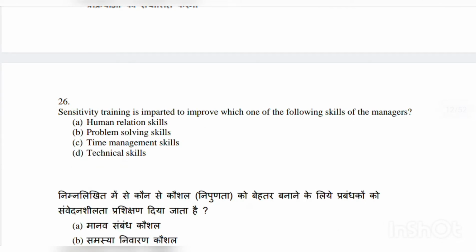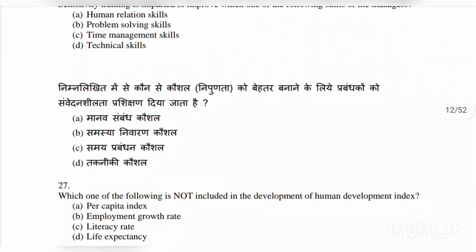Question number 26. Sensitivity training is imparted to improve which one of the following skills of the manager? That is A. The answer is human relations skill.